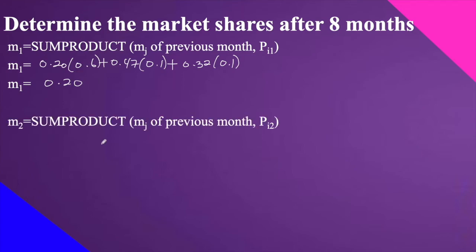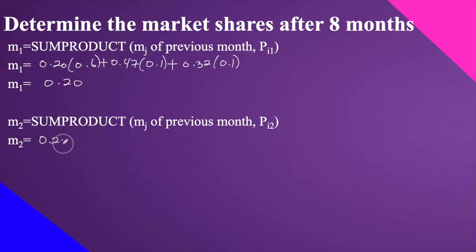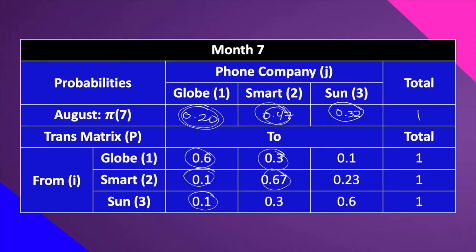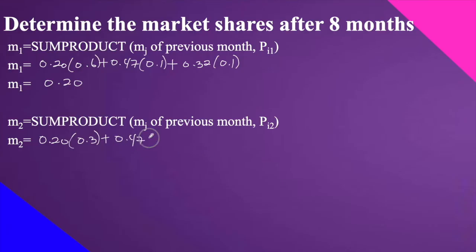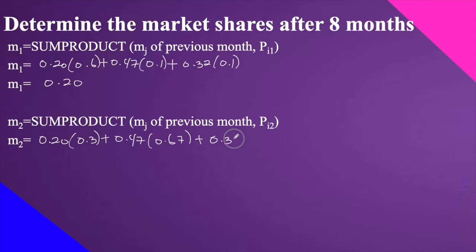So, market share of Smart naman tayo. So, Smart naman, 0.20 times 0.3 plus 0.47 times 0.67 plus 0.32 times 0.3, and this is equivalent to our value of M sub 2, 0.47 or 47% market share of Smart after 8 months.